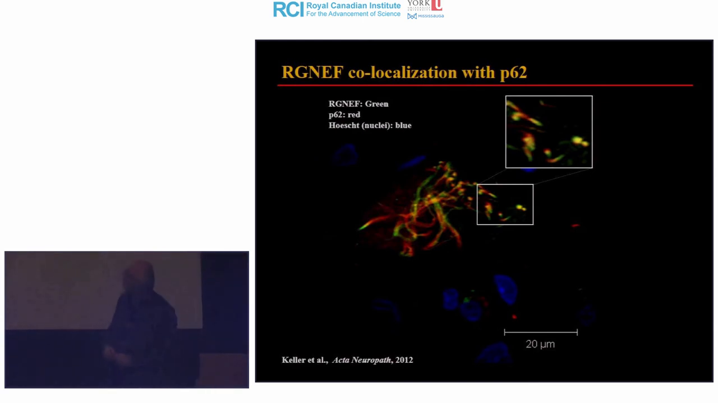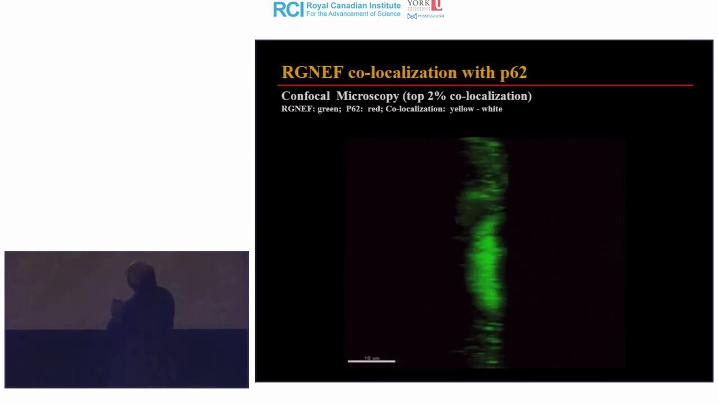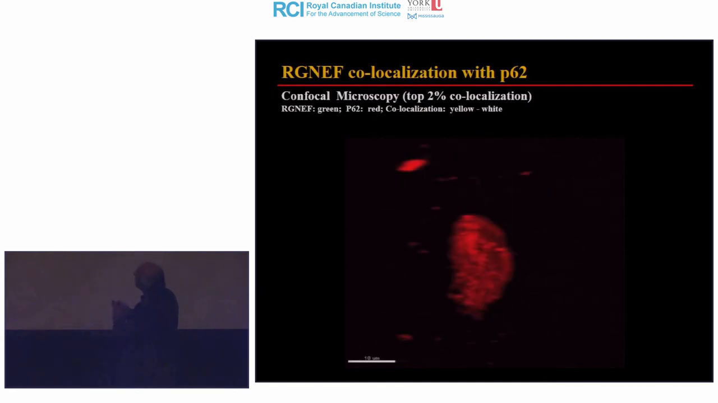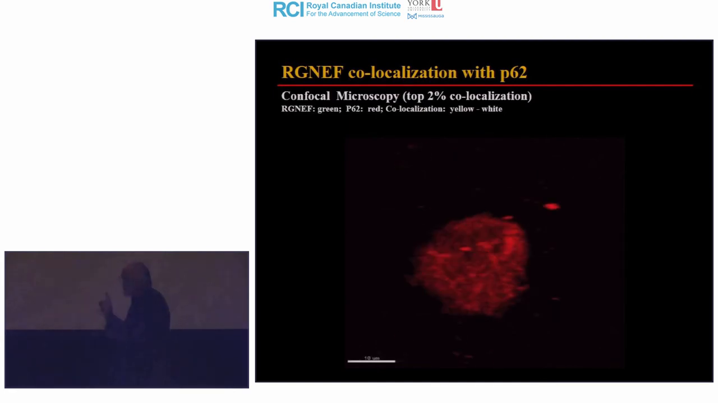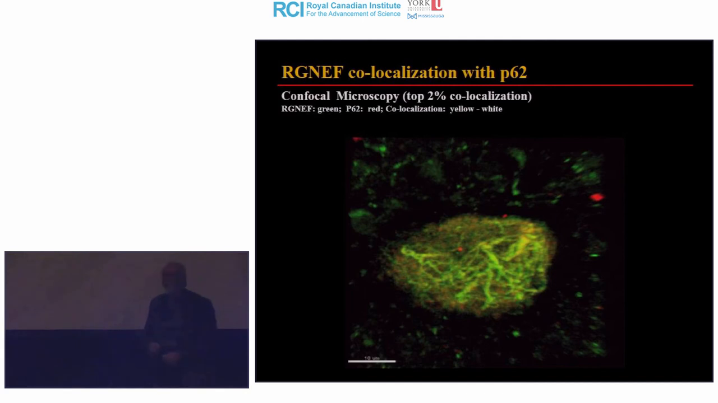Okay, so now let's do that. Here's a cell. This is a motor neuron. I've got RGNEF here. You can see the fibrils that are forming in it. I'm now going to use my second antibody, which is that ubiquitin. It's in red, right? When the two are in the same spot, it should go what? Sort of yellow. Kind of hard to see.